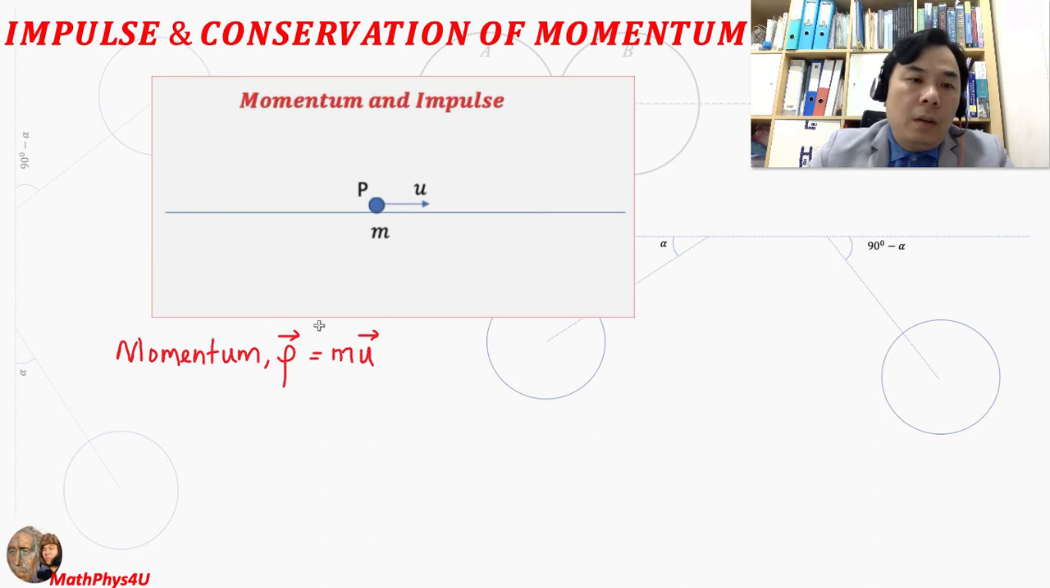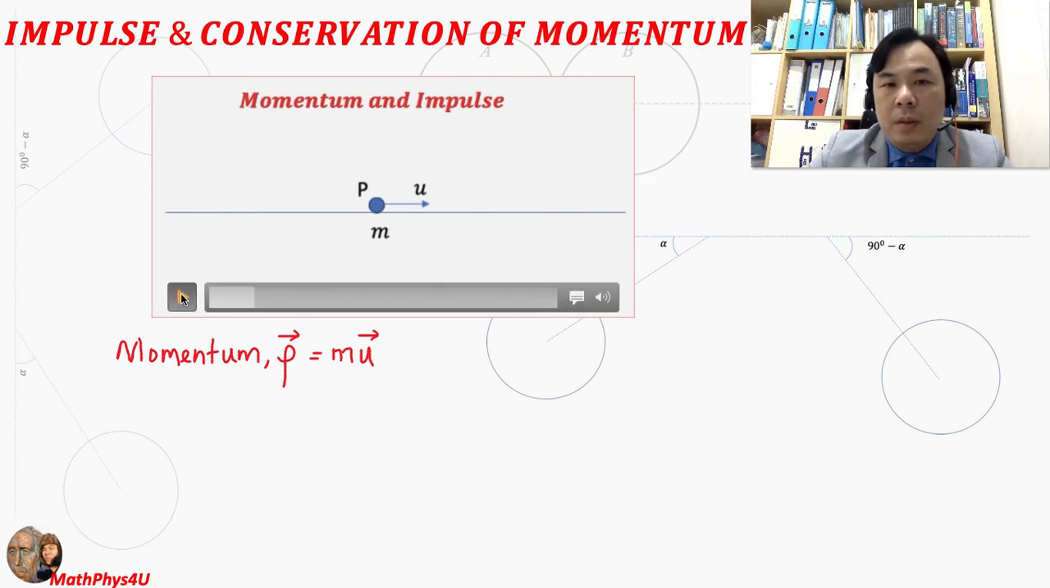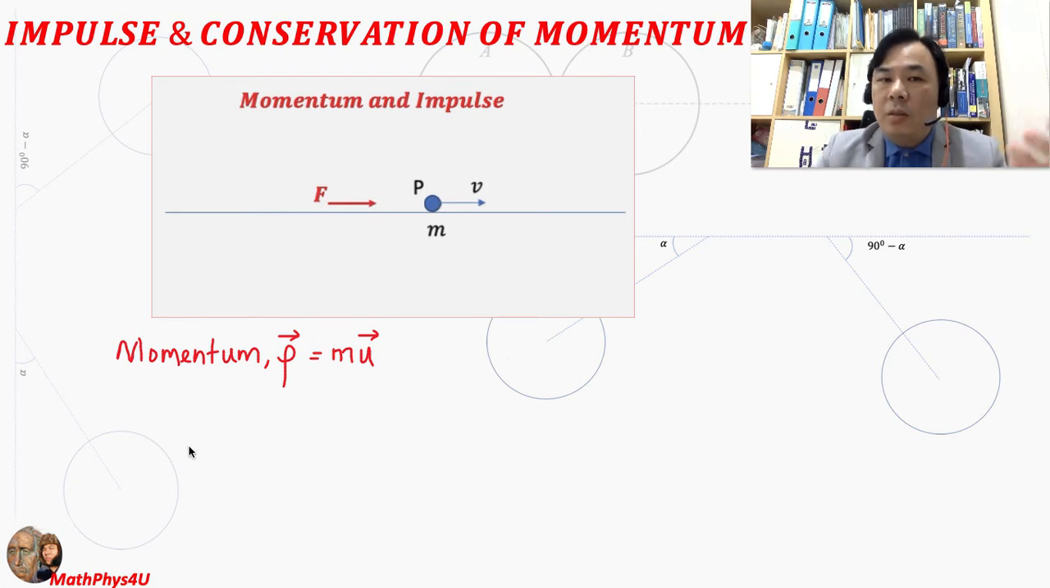Okay, now next, once it is acted on by the force, there will be a change in velocity. Now from the definition of Newton's second law, we know that the resultant force is defined as the rate of change in momentum.